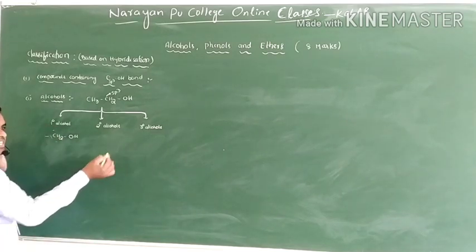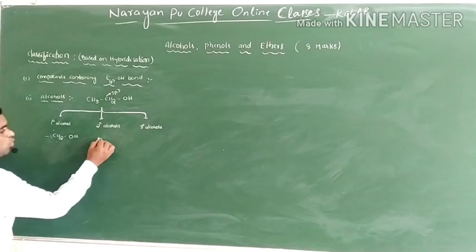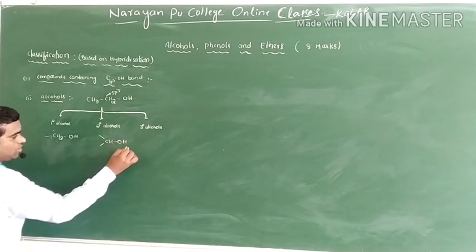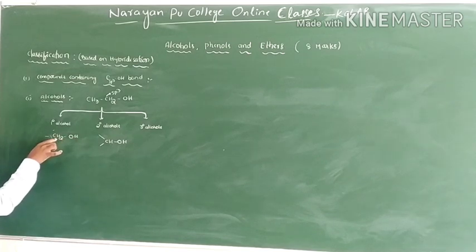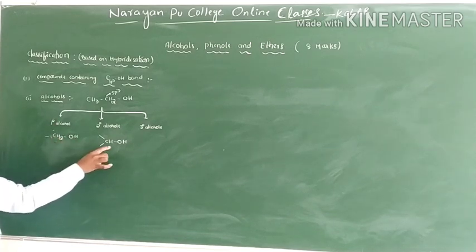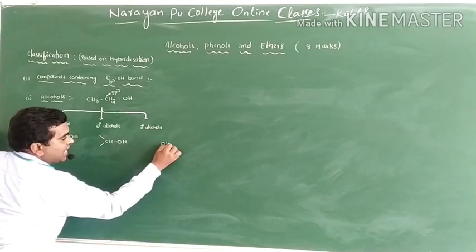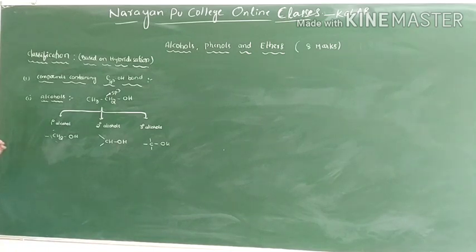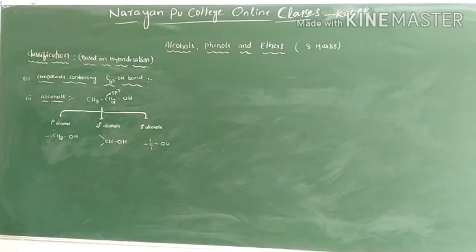And if OH is attached to the CH group, then those compounds we call secondary alcohols. OH is attached to which one here? CH. And OH is attached to CH2. CH2 means primary, CH means secondary. And if OH is attached only to a carbon not having any hydrogens, those alcohols we call tertiary alcohols. Clear?